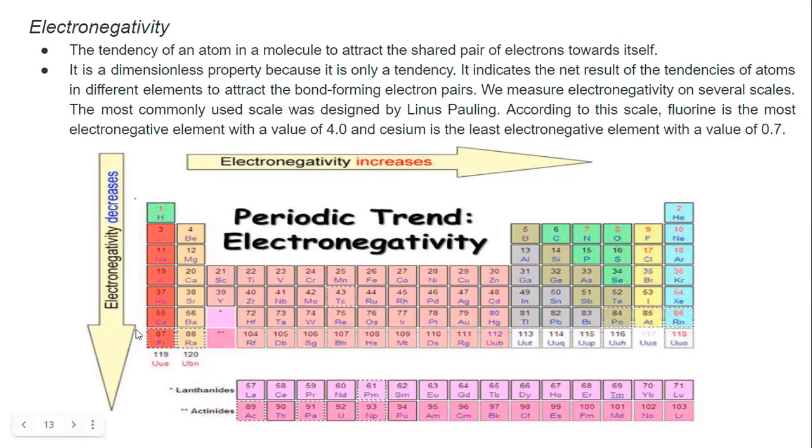A low electronegativity value doesn't mean that the value is 0, but it means low in comparison to other elements. For example, cesium has the least electronegativity value of 0.7 in comparison to other elements found in the periodic table, right? So it doesn't mean that the least electronegative element does not have electronegativity or that its electronegativity is 0. It means it has the lowest tendency to attract a shared pair of electrons.